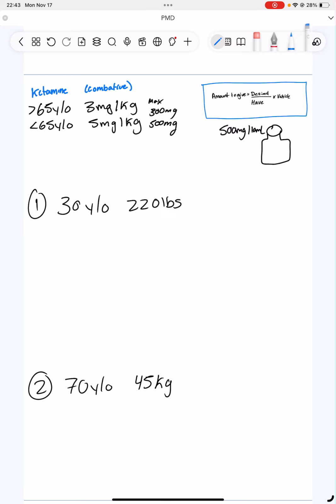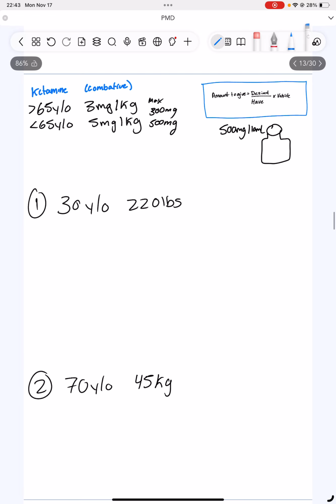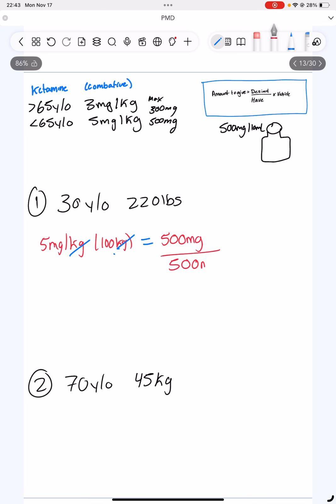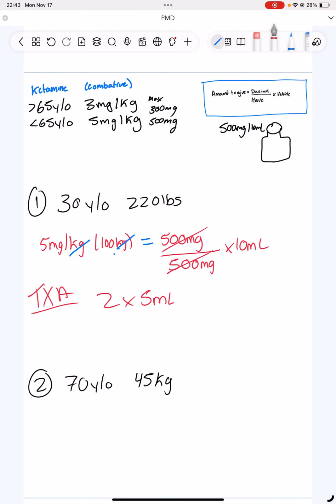So for anybody 220 pounds and up, they're going to get 5 milligrams per kilogram times 100 kilograms. Kilograms cancels out. It's going to equal 500 milligrams. Okay, that comes in 500 milligrams in 10 milliliters. These whole terms cancel out. Okay, so now I get 10 milliliters. What do you know about 10 milliliters? TXA, we're going to have to give 2 5 milliliter injections. Okay.